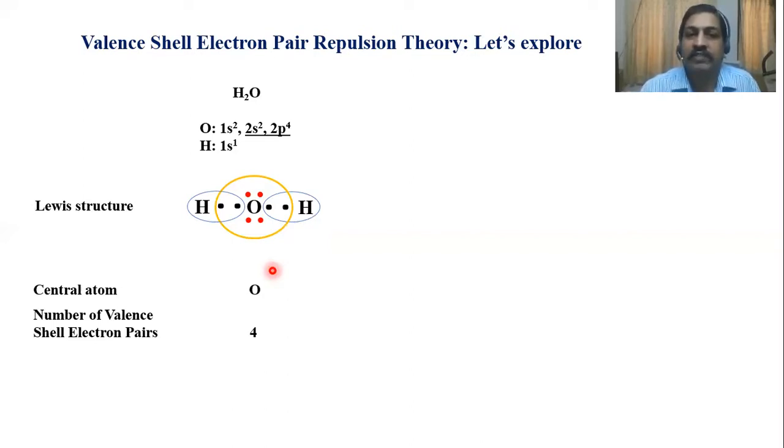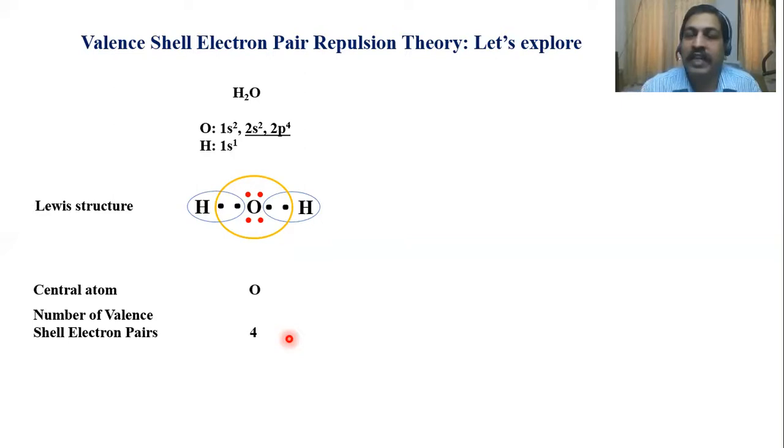Around oxygen, we can see that there are 4 electron pairs. Now these 4 electron pairs are in the outermost shell of oxygen atom. We know that it is the outermost electrons and the outermost shell which participates in chemical bonding. The outermost shell is also known as valence shell. So these 4 electron pairs are called valence shell electron pairs. So there are 4 valence shell electron pairs around oxygen atom.